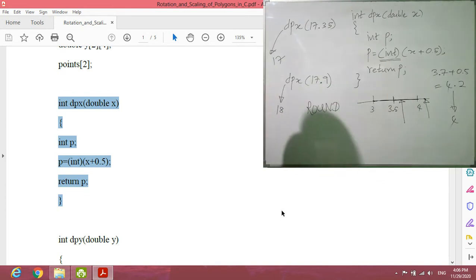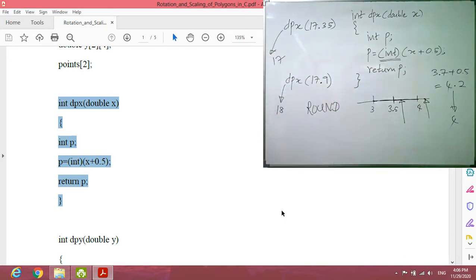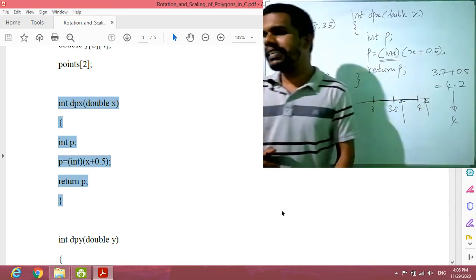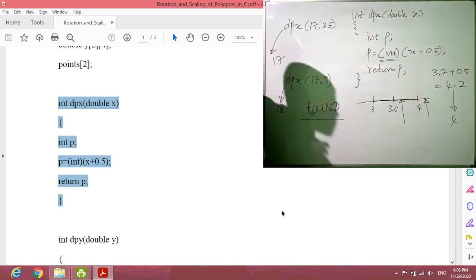Now the purpose of this function is, when we pass a floating point number, this function will return the nearest integer to it. Actually the purpose is to round the fractional number.